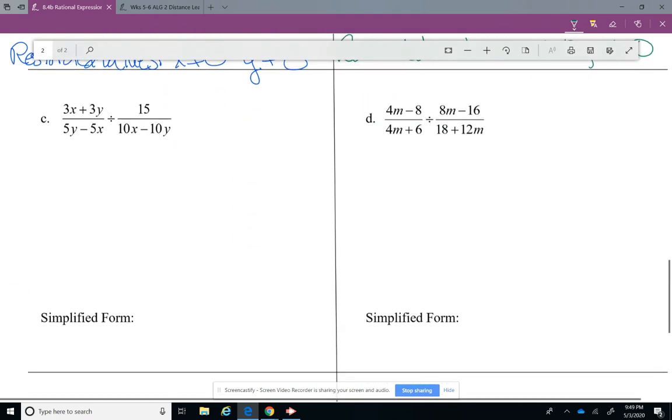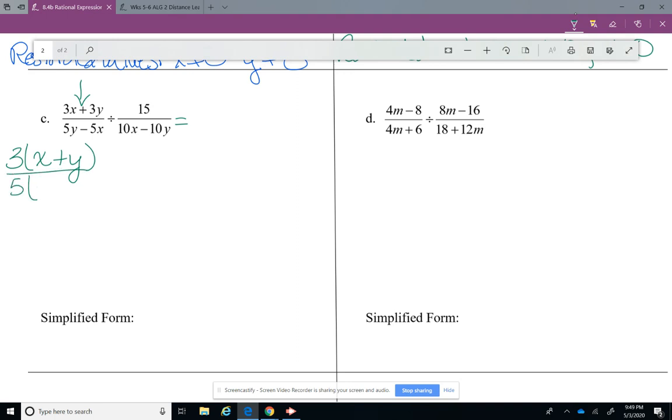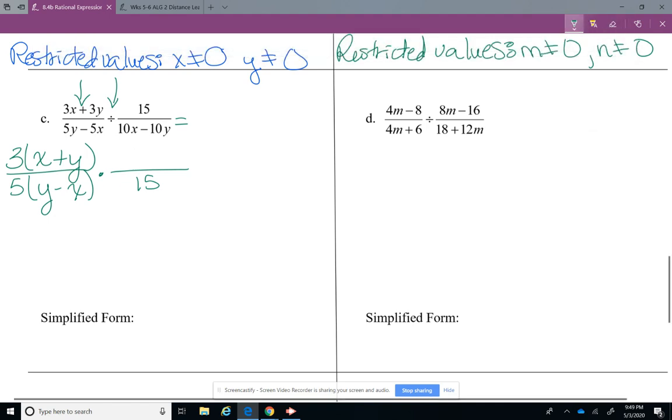That doesn't always happen. All right, we're going to keep the first one, but when I keep it, I'm going to go ahead and factor out the 3. So 3 times x plus y over 5 times y minus x. I'm going to leave it like that for now. I'm going to change the sign to multiplication, and I'm going to flip. I'm going to put 15 down bottom in the denominator. And when I rewrite this, I'm going to pull out the 10 and put it in the numerator. So that's 10 times x minus y. Now, I've got to do something a little bit different for this one.